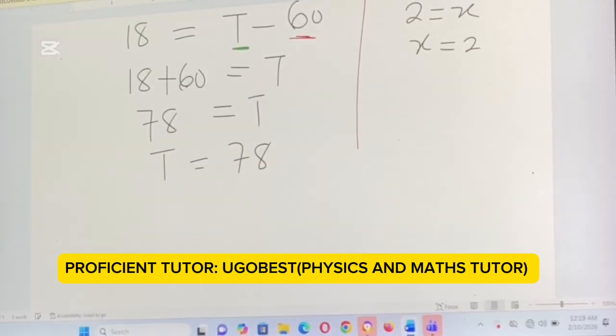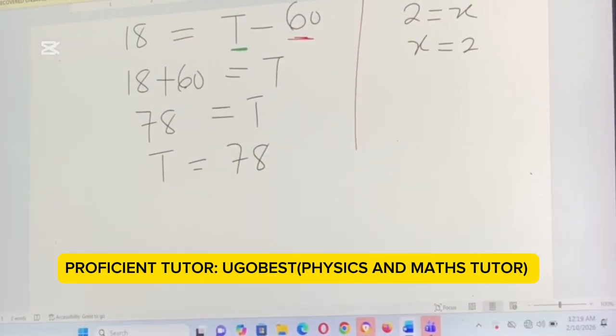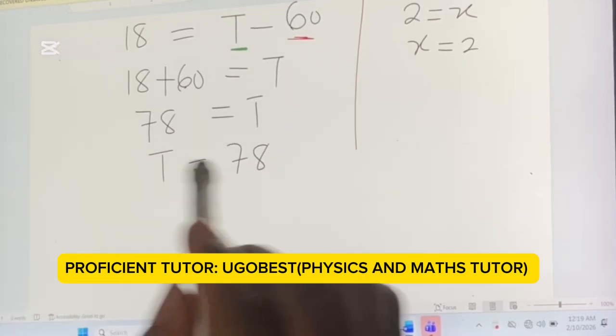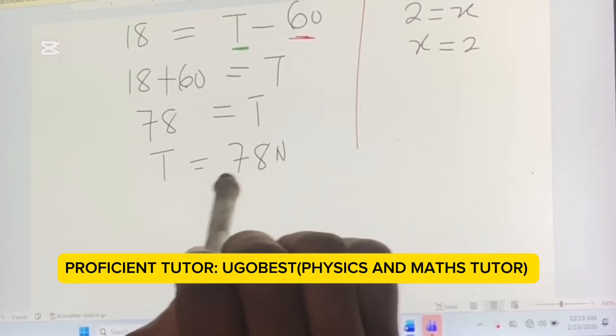And tension is a force. But this force is acting on a string or on a rope. That means the unit of tension will be Newton. Okay, so the unit here is Newton. Please take note.